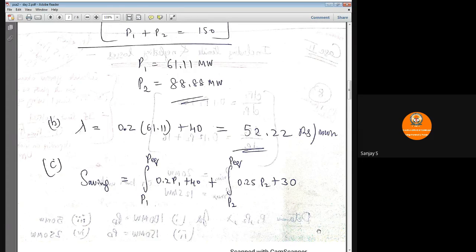The third part is savings. He is asking you to find the savings compared to equal load sharing. What do you mean by equal load sharing? What do you understand by the term equal load sharing?